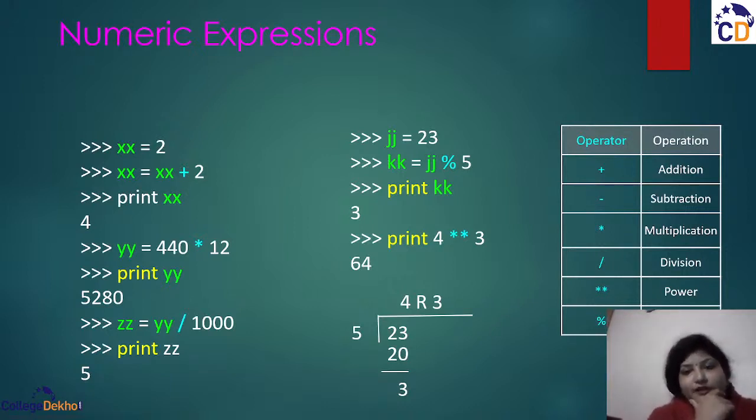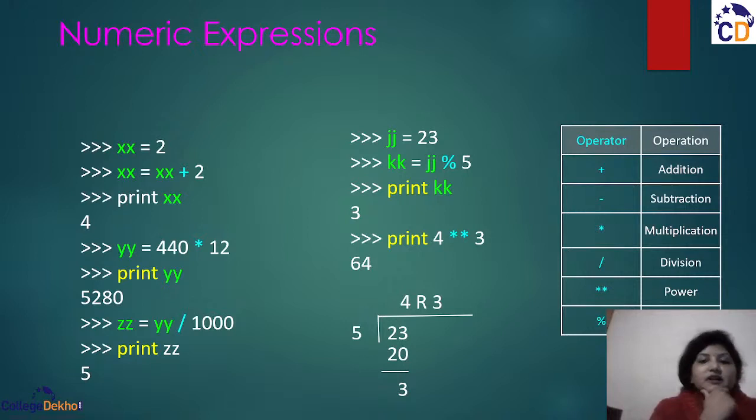Then we have the modulus operator, like 23 modulus 5. You will get some answer. So what is the remainder of that? 5 fours are 20. Now the remainder is 3. So how do we extract this 3? With the help of the modulus operator.